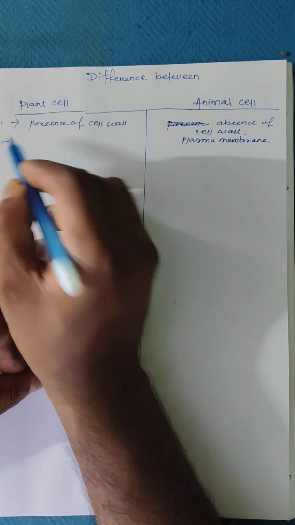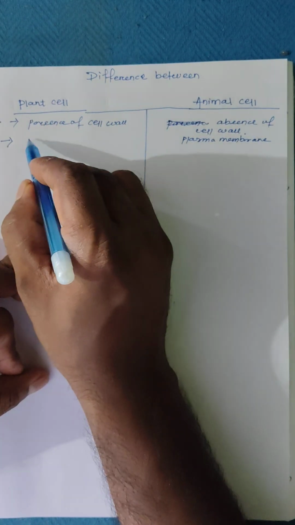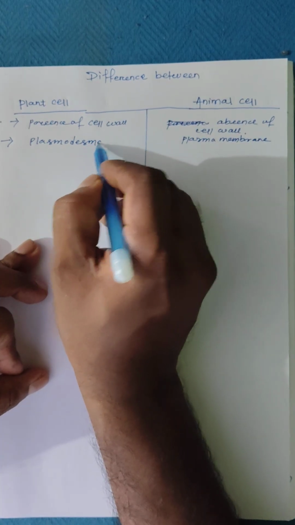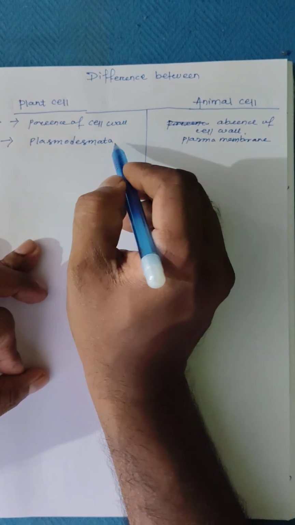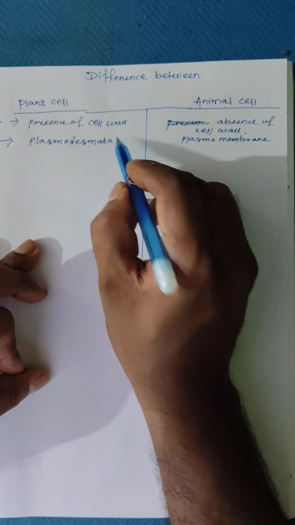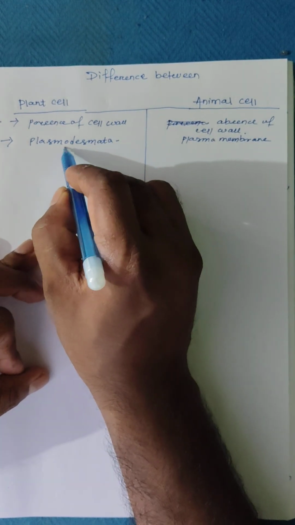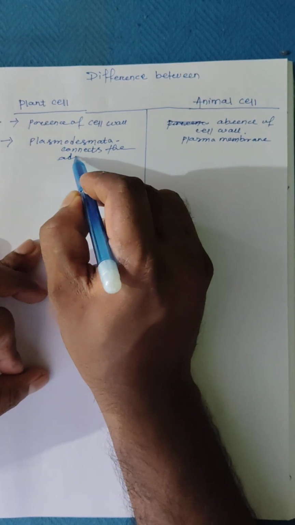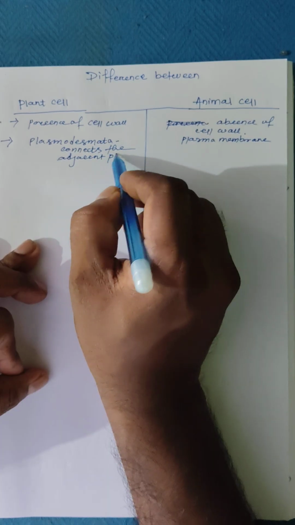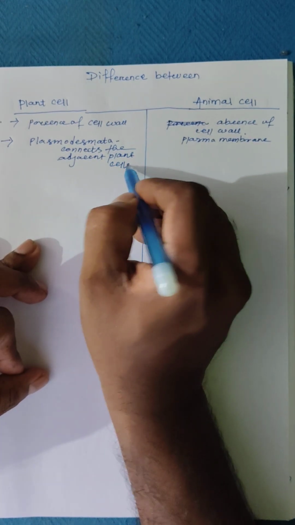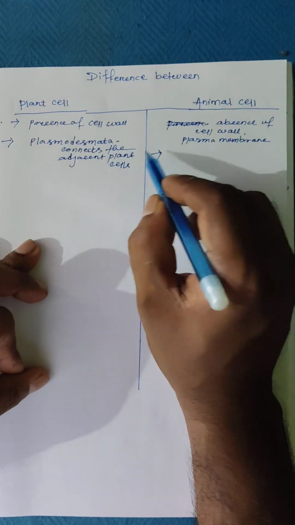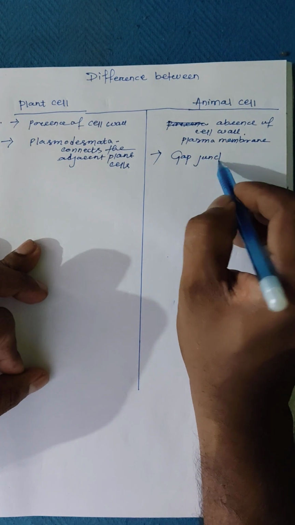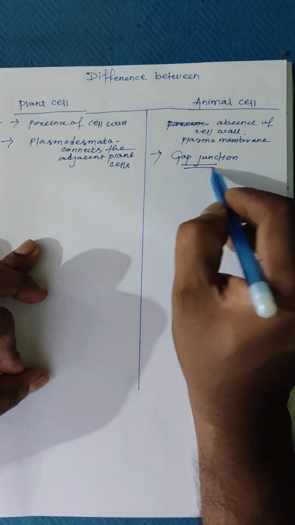In plant cell, the neighboring cells are joined by plasmodesmata. Plasmodesmata is a fine protoplasmic channel that joins the neighboring cells. This plasmodesmata connects the adjacent plant cells, and this same function is carried out by gap junction in case of animal cell.